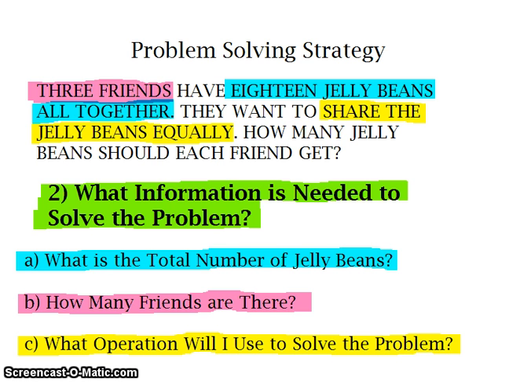Secondly, we need to find out what information is needed in order to solve the problem. There are 3 things that I need to look for. First, I need to find out what the total number of jelly beans is. Secondly, I am looking for how many friends there are. And also, I need to figure out which operation, whether it's addition, subtraction, multiplication, or division, I need to use in order to solve the problem.